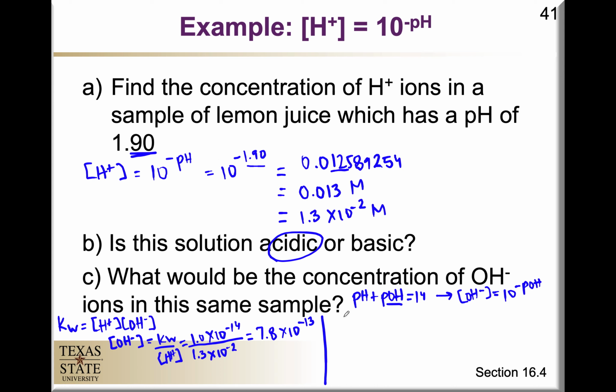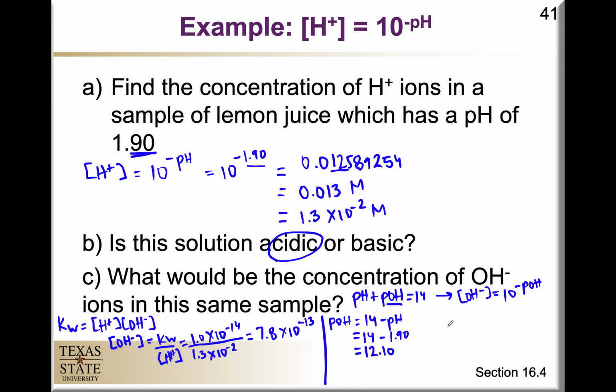So for this particular case, I'm going to go ahead and use the first equation, solve for pOH. So my pOH is going to be equal to 14 minus the pH, or 14 minus the 1.90. The 14 is not going to limit your significant figures. You should be looking at the significant figures of the pH value that you're working with. So in this particular case, that gives us a 12.10 for the pOH.